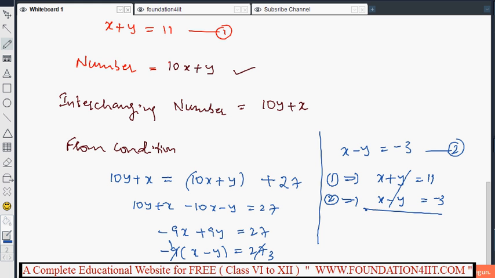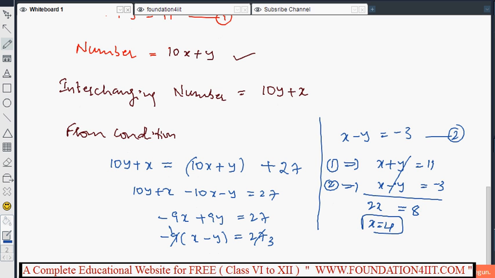By doing addition we can cancel, 2x is equal to 8. So x is equal to 4. X plus y is 11, so if x is equal to 4, then you will get the value of y also. Y is equal to 11 minus 4. So 11 minus 4 is 7.